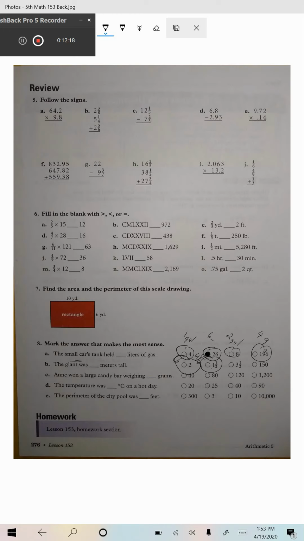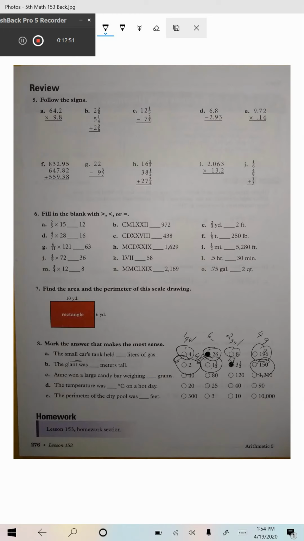3.5. So 3 meters would be 9 feet. Plus a half one would be like another 4. That would be about 13 feet. That's pretty tall. 150 meters. That's like a really big giant. So I'm guessing that one. What do you think? I'm gonna look. Did you agree with me? He did.